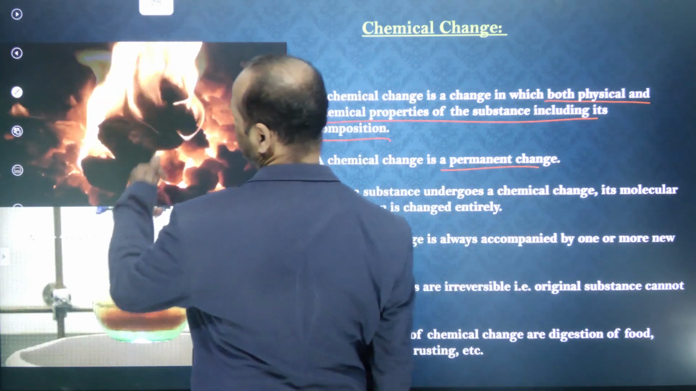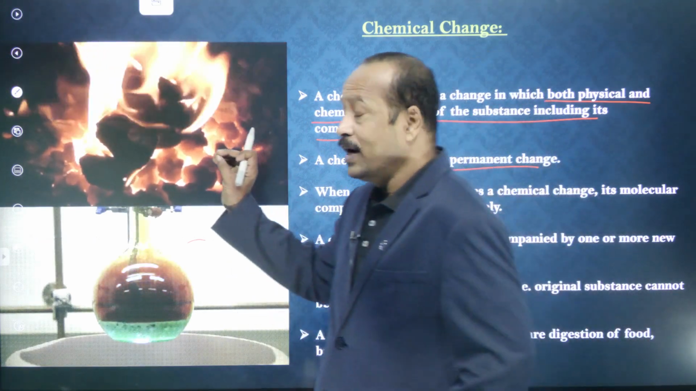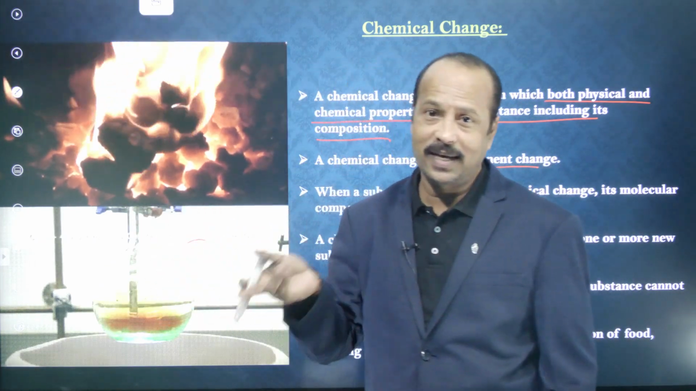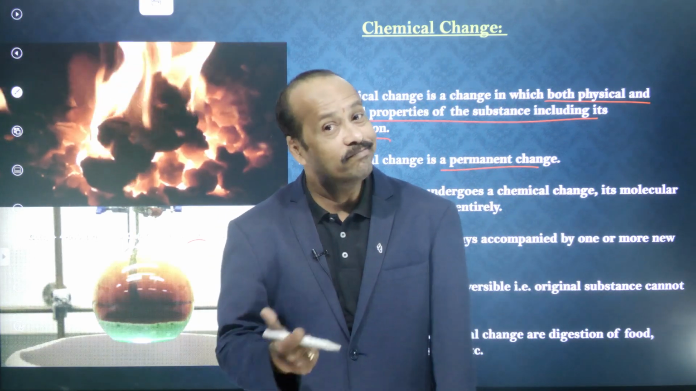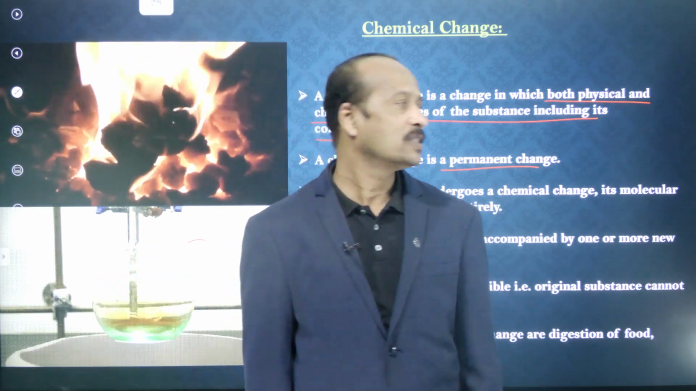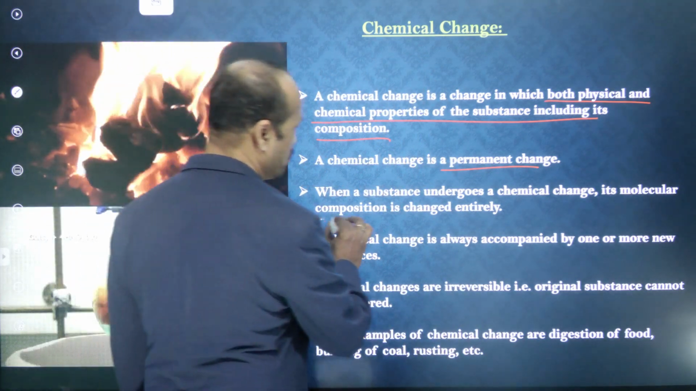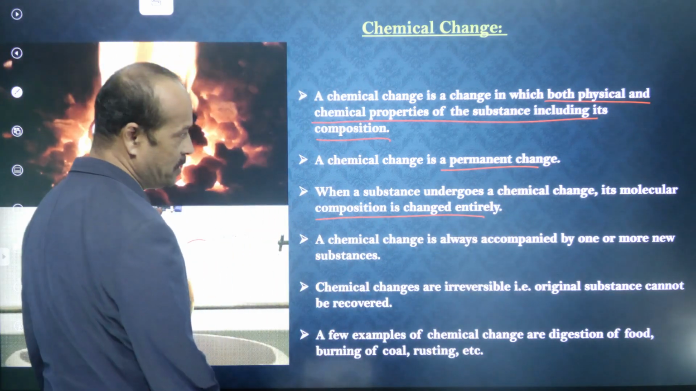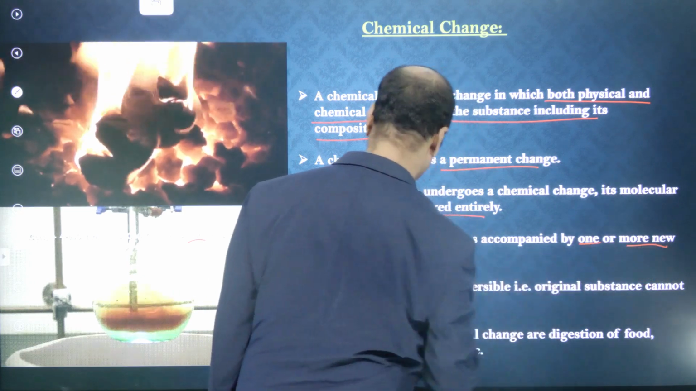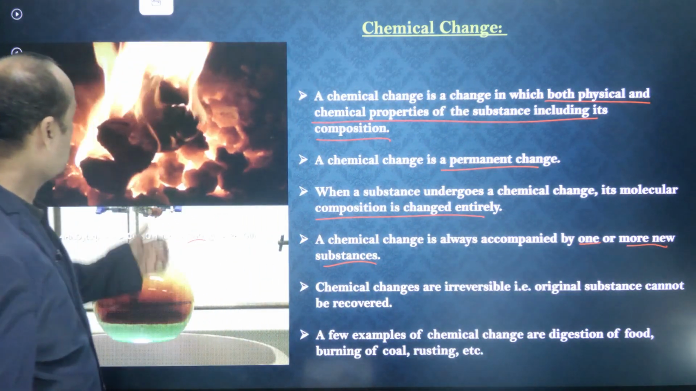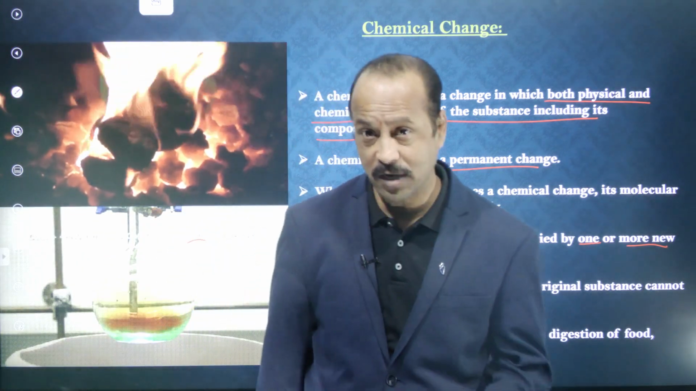Just now I told you that coal on burning turns into heat and carbon dioxide. Again, can you convert the carbon dioxide back into the coal? No. Okay, so that's a permanent change. When a substance undergoes a chemical change, its composition is changed. Okay, and a chemical change is always accompanied by one or more new substances. Yes, one or more new substances will form. For example, here you see coal is burning, so we are getting a new substance called carbon dioxide.